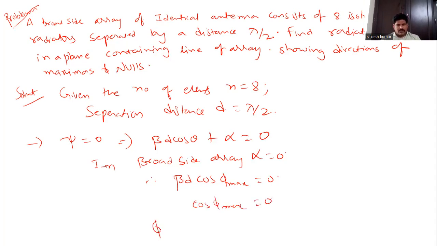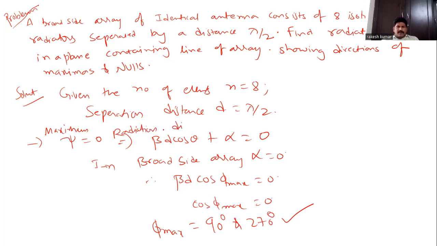Applying cos inverse, okay, so maximum direction. For what value of phi will cos phi be 0? It is for 90 degrees and 270 degrees. Okay. So in a broadside array, my maximum radiation will occur at 90 degrees and 270 degrees. This is the first one, the maximum radiation direction.